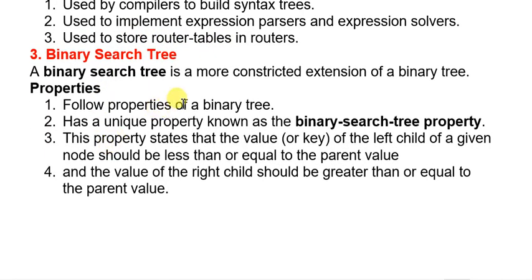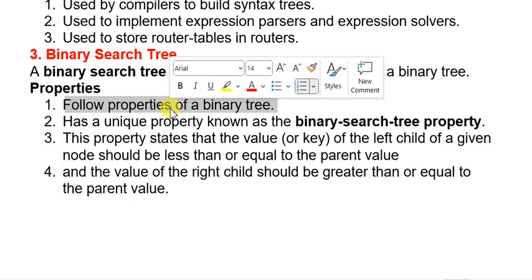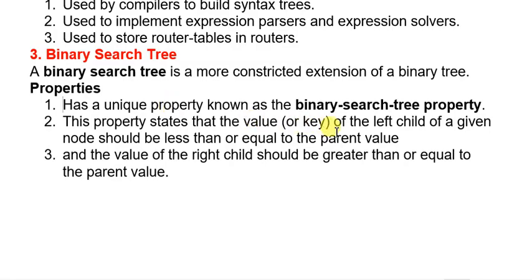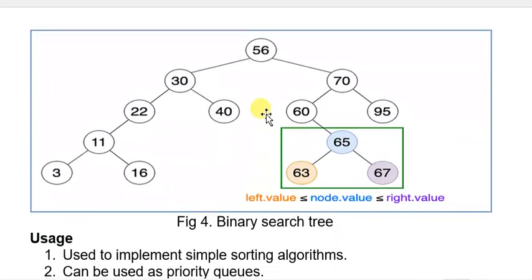Binary search tree. A binary search tree is a more constrained extension of the binary tree. It has a unique property known as the binary search tree property. This property states that the value of the key of the left child of a given node should be less than or equal to the parent node, and the value of the right child should be greater than or equal to the parent value. Left side with the smallest values, right side with the greatest values.